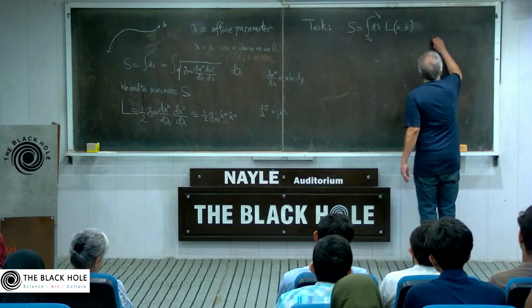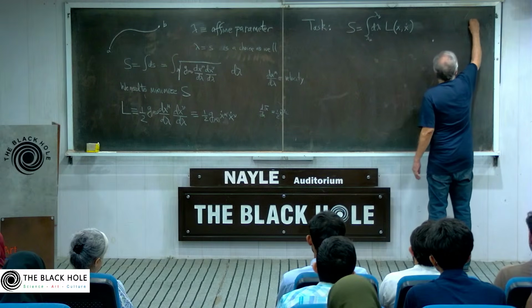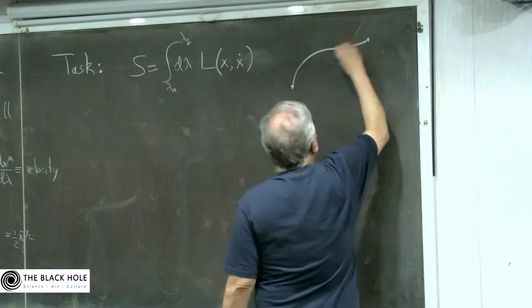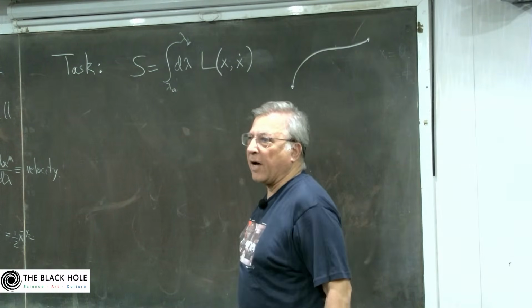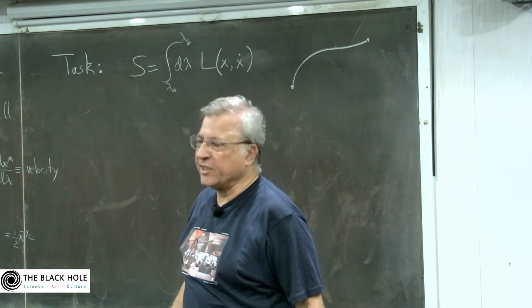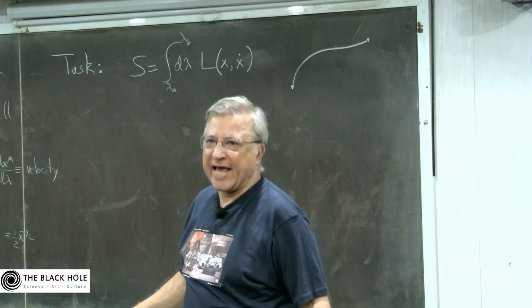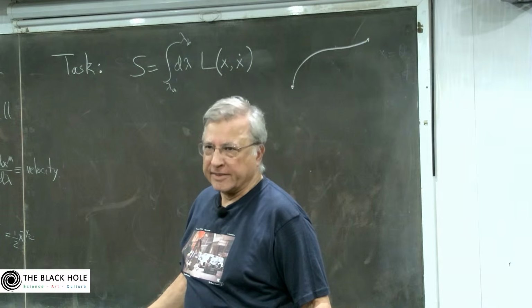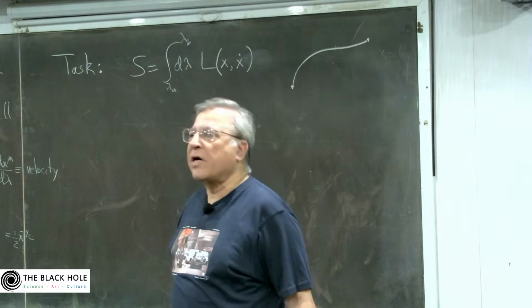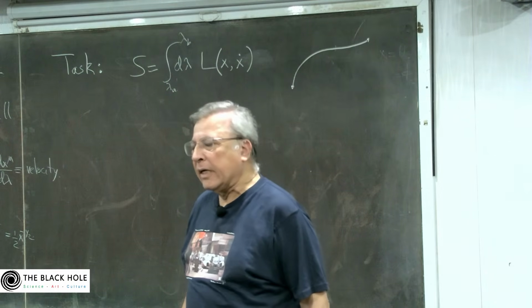I want to go from here to here, and let's say that this is the path which is shortest, which gives me the smallest value of S. This is what will be called the geodesic. And how do I find this geodesic?